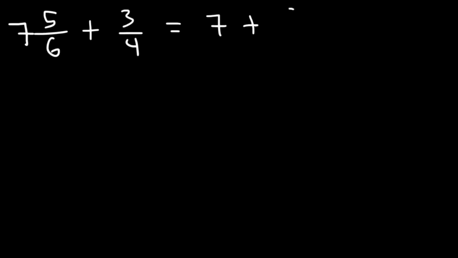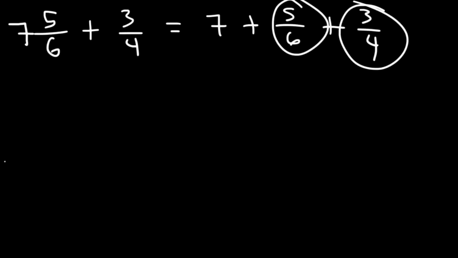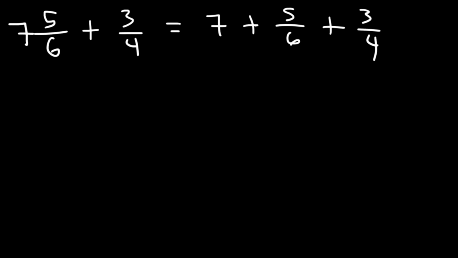Now let's move on to our final example. 7 and 5/6 plus 3 over 4. So we can write this as 7 plus 5 over 6 plus 3 over 4. Now in order to add these two fractions, we need to get common denominators. Now you can multiply 6 and 4 and get 24. If you decide to use 24 as a common denominator, it can work, but you're going to have to simplify the fraction because 24 is not the least common multiple of 6 and 4.